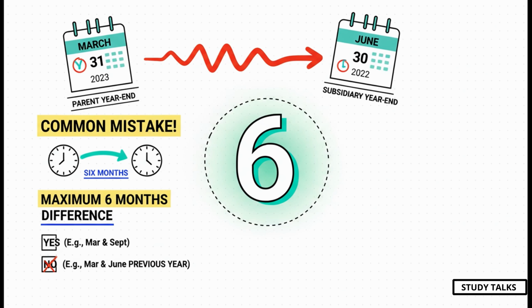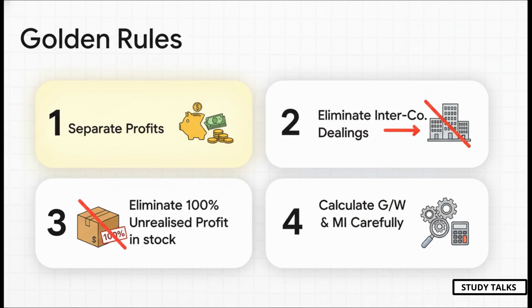Next, a simple number to remember, 6. What's that? It's the maximum number of months allowed between the reporting dates of the parent and the subsidiary. You can't consolidate financial statements that are more than 6 months apart. And to wrap it all up, let's go over the golden rules. If you remember nothing else, remember these 4 things.